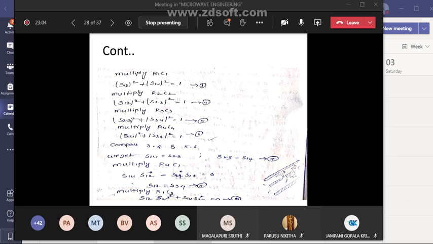And multiply R4 C1. Then we get S14 S12 complex conjugate minus S14 complex conjugate S14 equal to 0, right? So from this, S12 equal to S34. And multiplying R1 C3, so S12 S23 complex conjugate plus S14 S34 complex conjugate equal to 0.